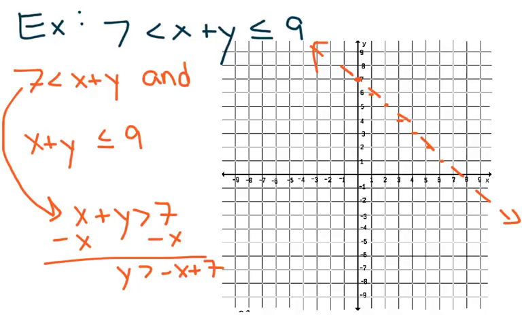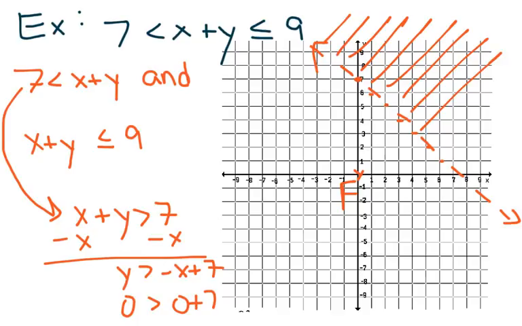And if I test (0, 0) to see if it's true or false, is 0 greater than 0 plus 7? Well, the answer is no. 0 is not bigger than 7. That means that everything on this side of the line is false, which means your true side must be on this side.